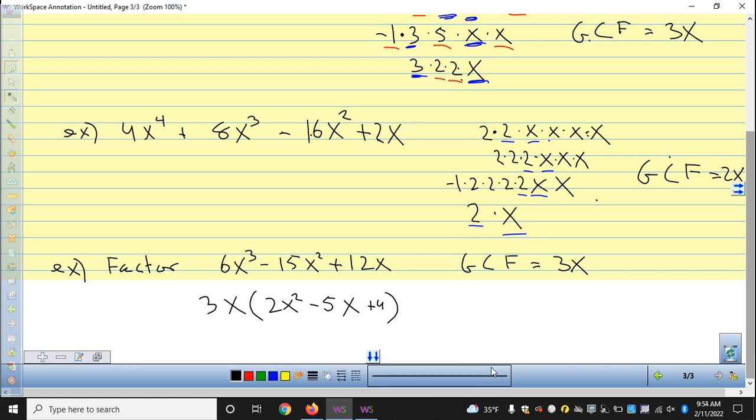We can check our work by distributing and seeing if we get back to the original. Well, it's 3x times 2x squared, 6x to the third. 3 times 2 is 6, and x times x squared. Is 3x times negative 5x negative 15x squared? Yeah. And 3x times 4 is 12x? Yeah. That all checks out. So factoring is going in the reverse of doing this multiplication.